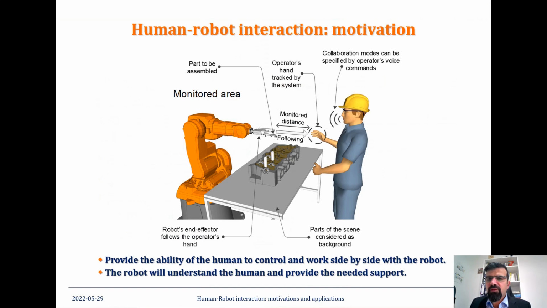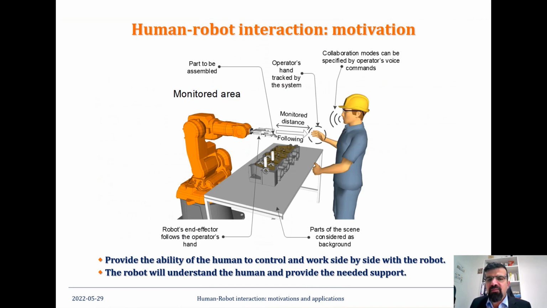So we start first with the motivation. There is actually two main reasons behind the interaction between the human and the robot. The first one is to provide the ability for the human to control the robot and work side by side with the robot. The second reason is to provide the robot with understanding of the human requirement and provide the needed support for that.